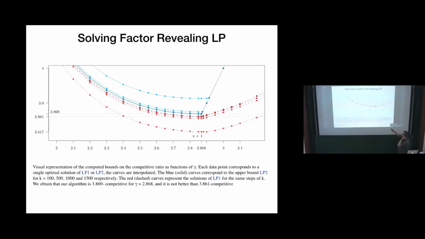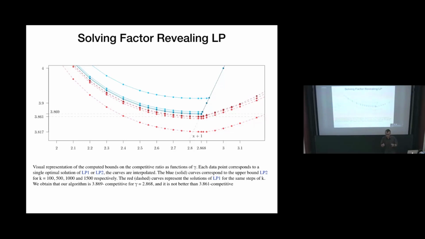For a while, ignore the blue part. I get the red curves. The horizontal axis is different values of gamma, because I want to find the best gamma for my problem. The different curves here are for models of different size. So I test k equal 100, 500, up to 1500, and I get these red curves.